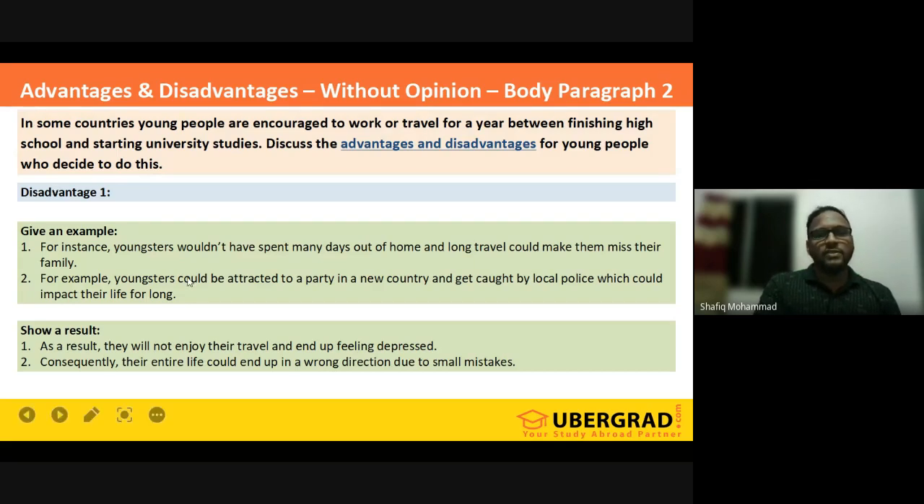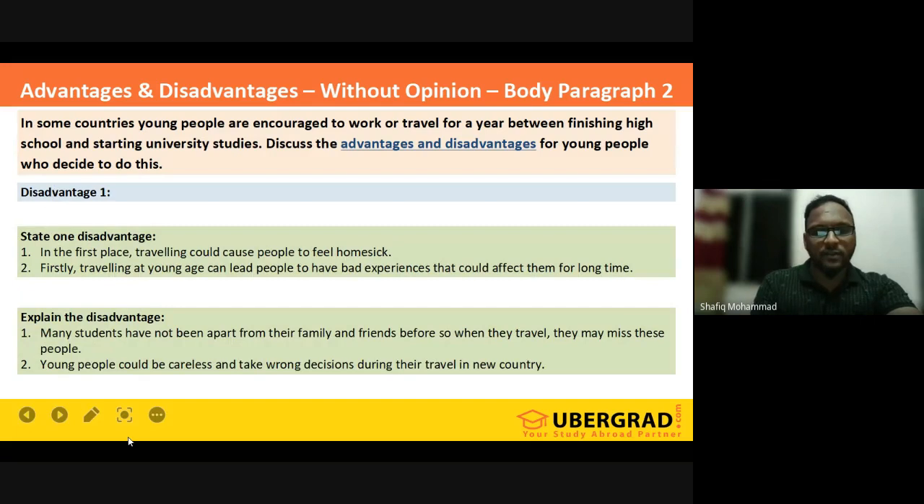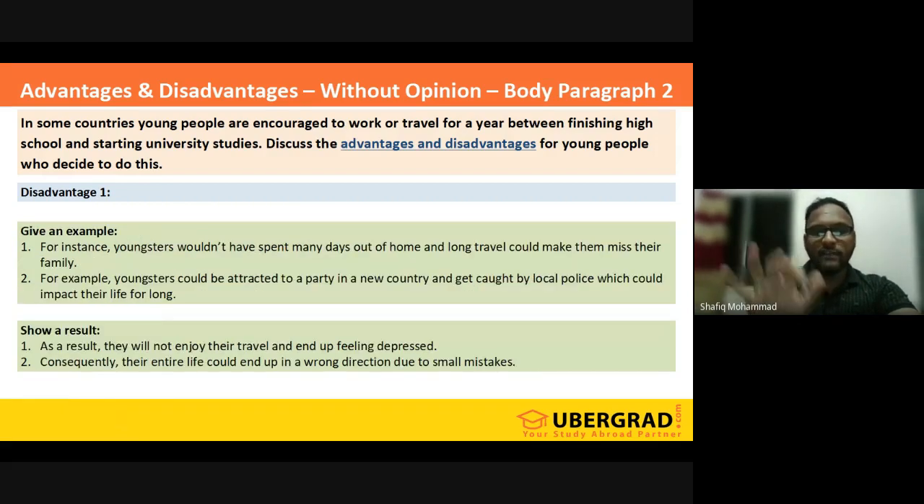And for example, youngsters could be attracted to a party in a new country and get caught by local police, which could impact their life for a long time. So he's giving this example for this explanation. See, for this one, young people could be careless and take wrong decisions during their travel in a new country, and for that he's giving the example. Okay, so that is for it.